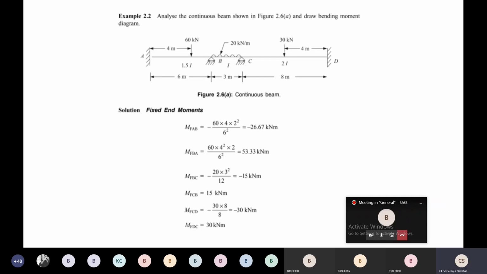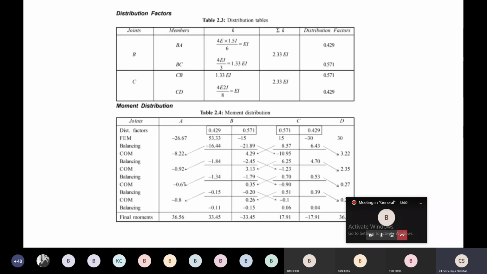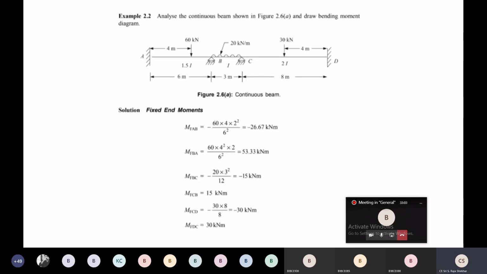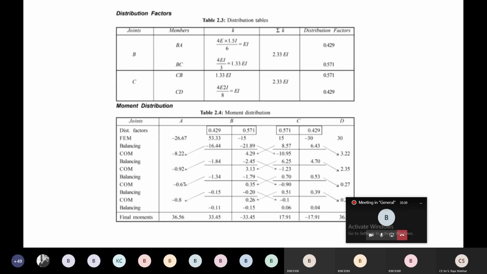Next step, we have to calculate distribution factors. For this continuous beam, we have two joints, joint B and joint C. Because of the application of load, an unbalanced moment is there at B, which we have to transfer to the BA member and the BC member. That's why we calculate the distribution factors for B and for C.